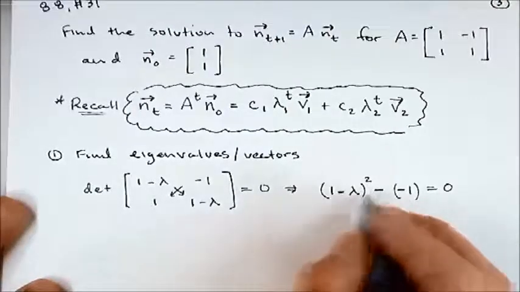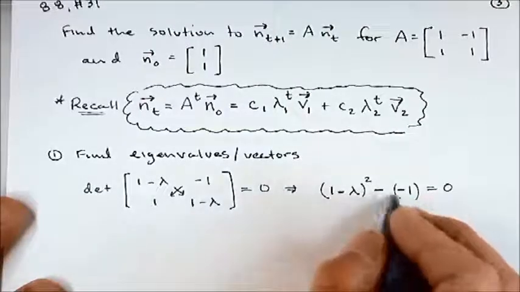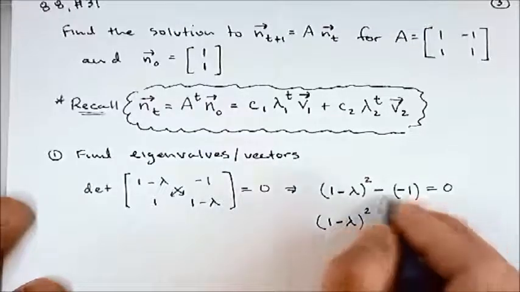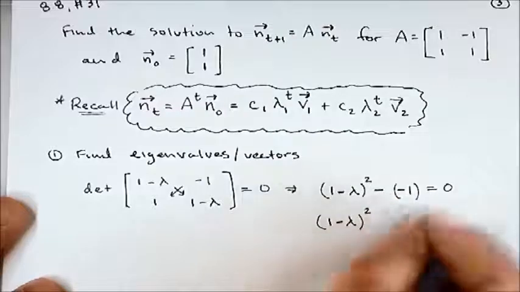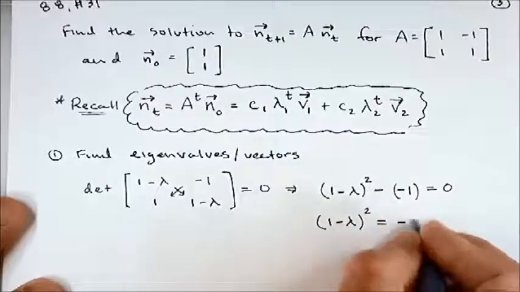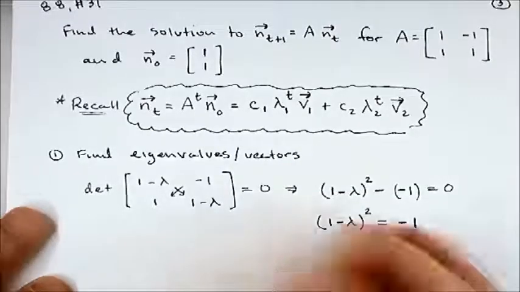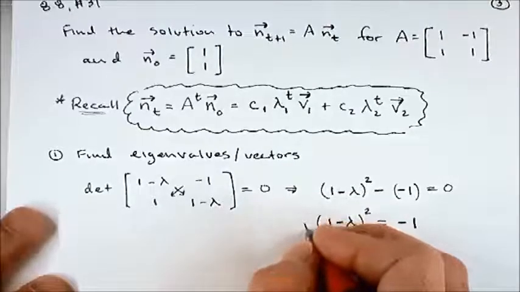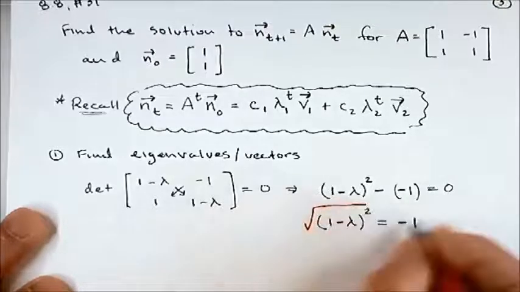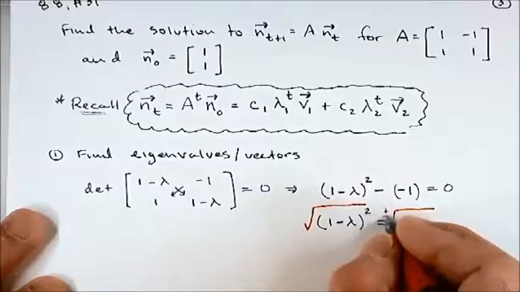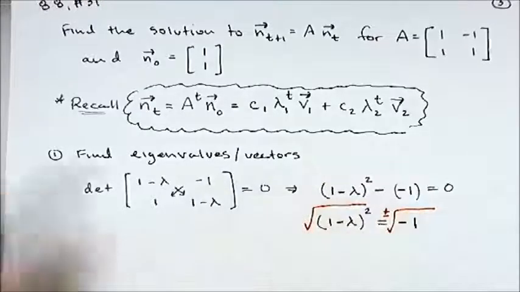We could FOIL this out, but since this is squared, here's what I'm suggesting. This is +1, so if I move it over to the other side, this would equal -1. And I can solve this faster, I think, by just taking the square root of both sides, remembering that when I solve an equation by taking the square root, I have to remember to do plus or minus on one side or the other to get both answers.